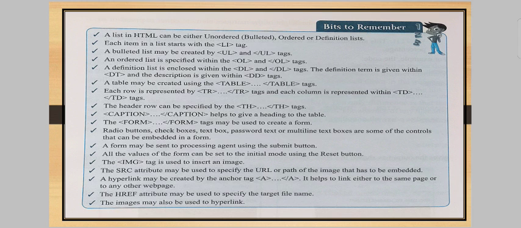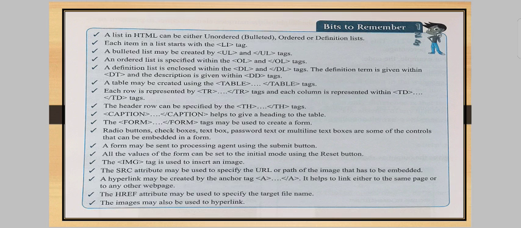A table may be created using table tag. Table tag is also a pair tag. Each row is represented by tr tag. Each column is represented with td tag. Td and tr tag are also pair tags. The header row can be specified by th tag. The caption tag helps us to give a heading of the table.